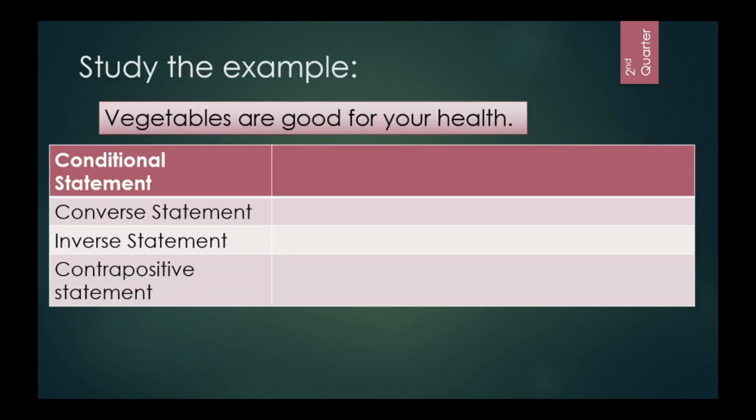Okay, let us study again the example. Vegetables are good for your health. No? Ibig sabihin, pag kumain ka pala ng vegetables, maganda sa katawan. You are healthy if you are eating vegetables. So we can say that these vegetables are good for your health. Then you are healthy if you are eating vegetables.